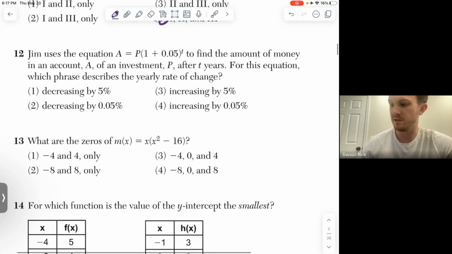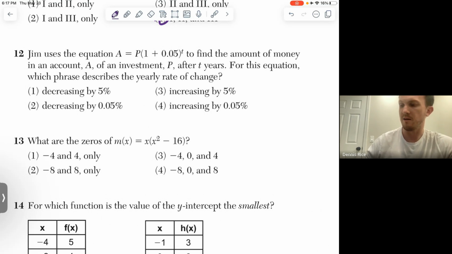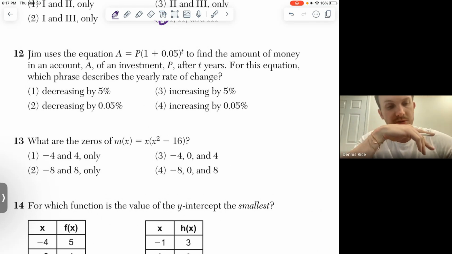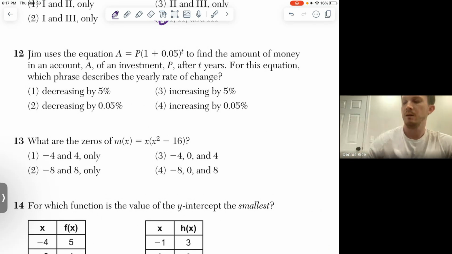All right, number 12. This is the topic we went over today. Think you guys are finally starting to see patterns, right? Like, oh man, we did 2 questions just like this. We see a multiple choice like this every year, right? Which phrase describes the yearly rate of change? Okay, this one's rather easy. Choice 3, yeah. It's obviously increasing right away, right?